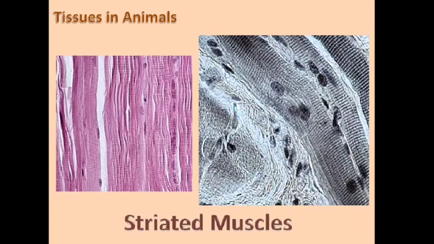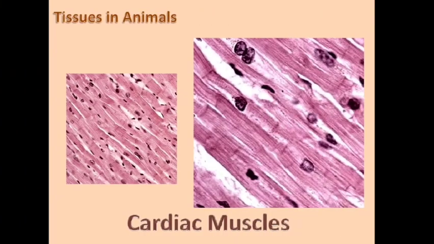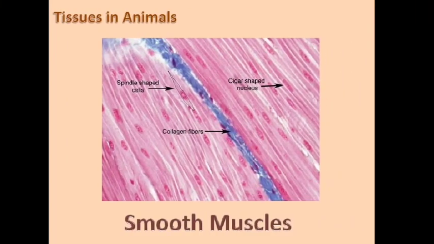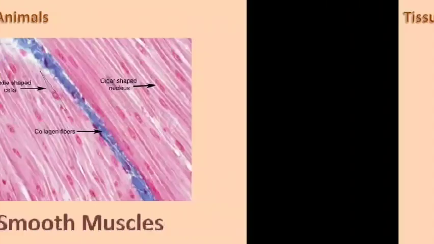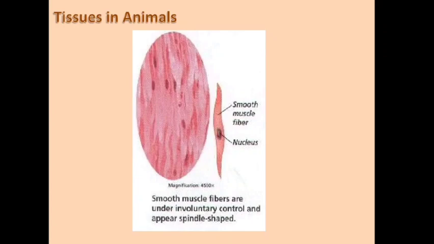You are seeing the striated muscles under the microscope. Cardiac muscles are seen like this under the microscope. Then smooth muscles, or the unstriated muscles, can be seen like this. Smooth muscle fibers are under involuntary control and appear spindle shaped or boat shaped.